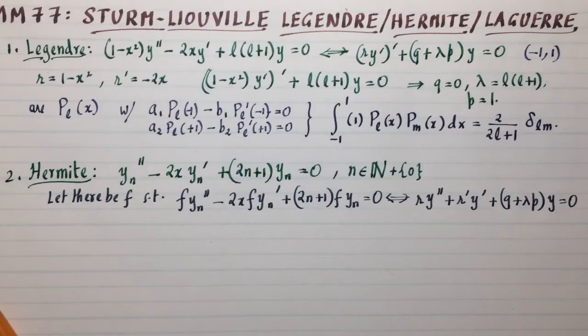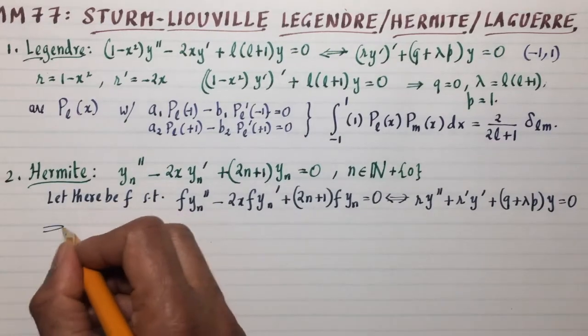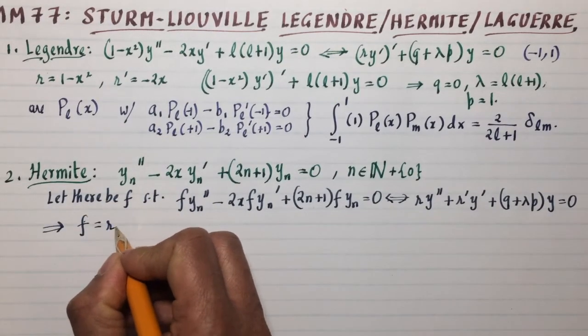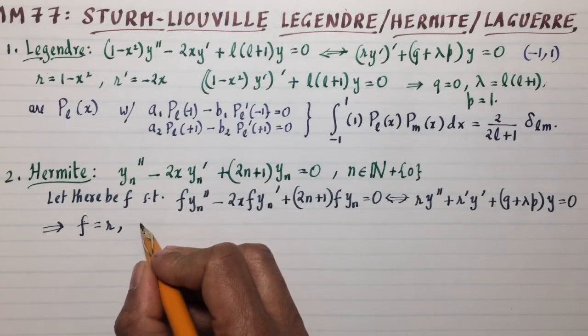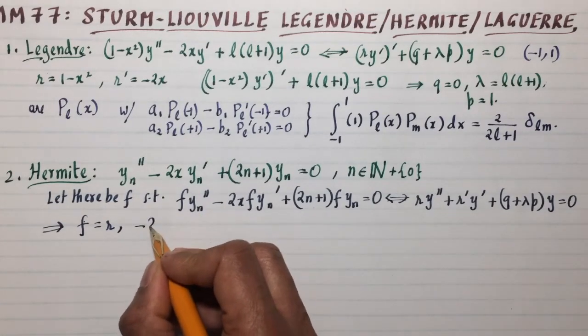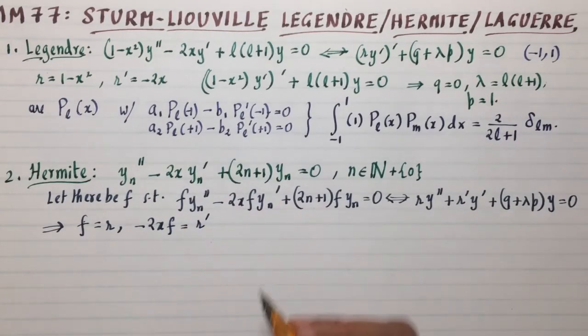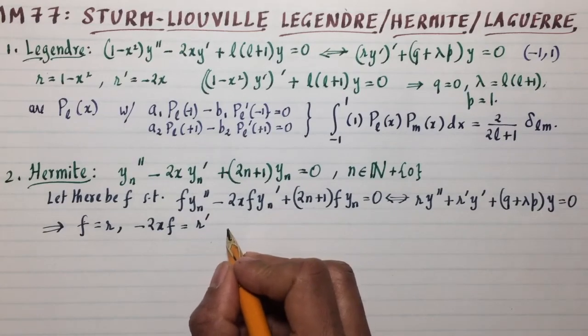Don't mess with the lower order terms. We just look at the highest order terms. So I immediately get that f must be equal to r, and that negative 2xf must be equal to r prime. So these two can be immediately solved.